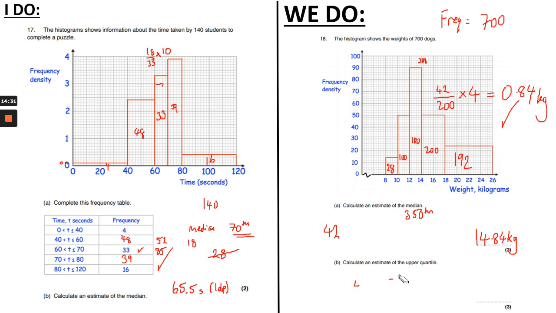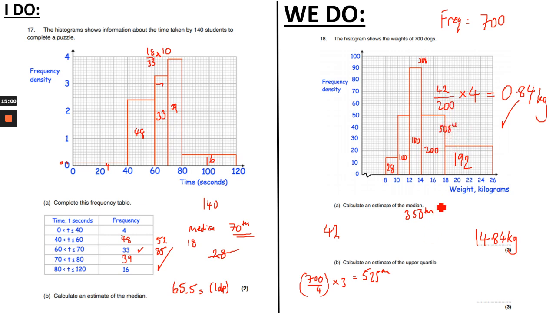So bear with me whilst I erase this. I thought that was going to be quite a nasty question to work out. So we can do 700 divided by 4 and then multiply that by 3 to give us the upper quartile, which is going to be the 525th person. So we've got 308 up to here. If I add 200, that person is going to be the 508th person.